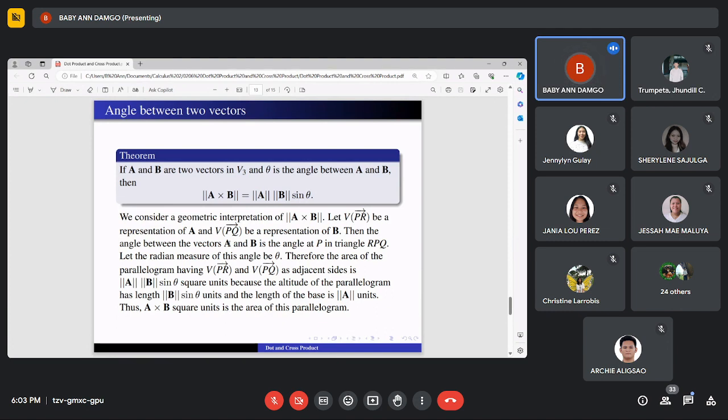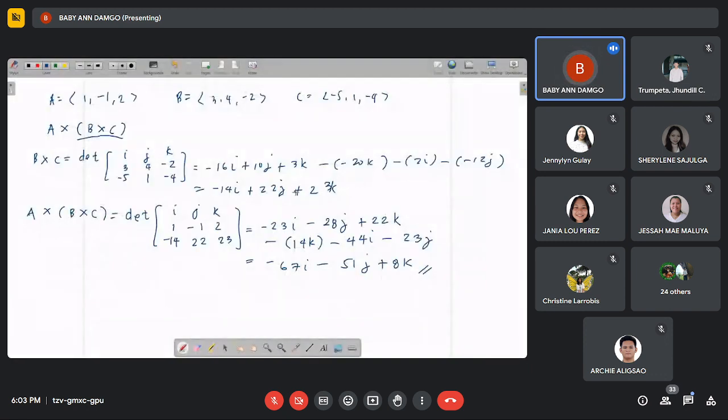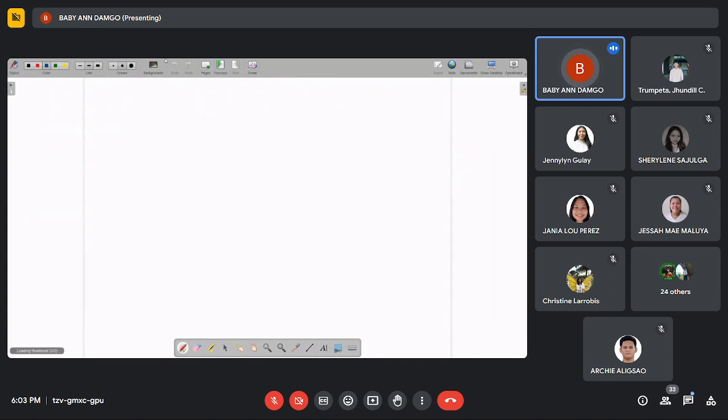So actually, from this formula, we can solve for the area of a parallelogram. So how do we do it? We assume that we have a parallelogram, like this one. This is P. We have Q, and then R, and then we have S.